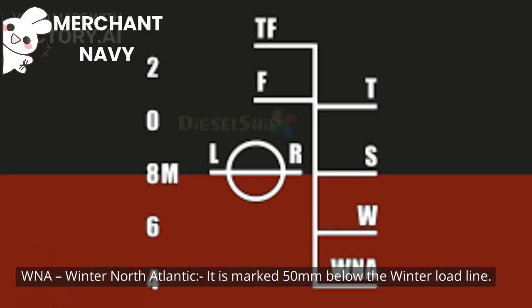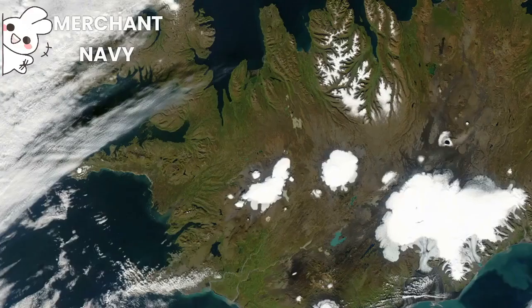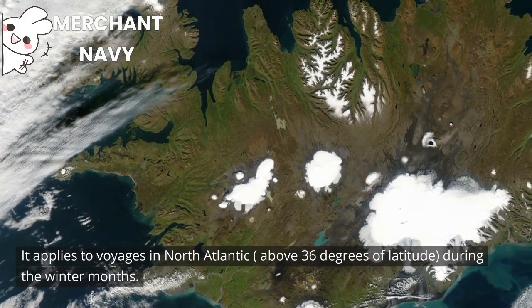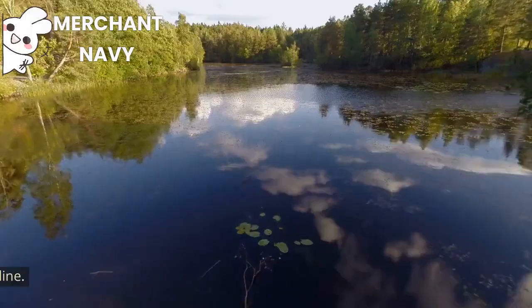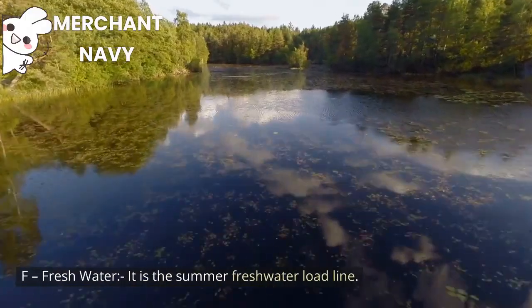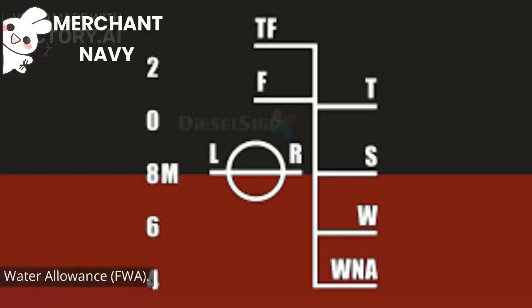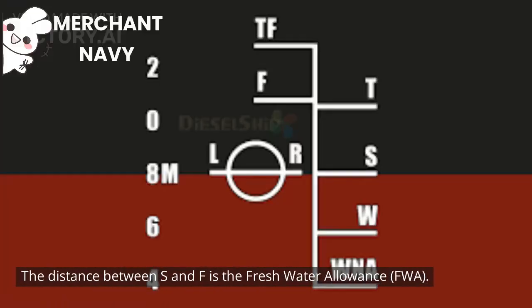It is marked 50 mm below the winter load line. It applies to voyages in North Atlantic, above 36 degrees of latitude, during the winter months. F. Freshwater. It is the summer freshwater load line. The distance between S and F is the freshwater allowance, FWA.